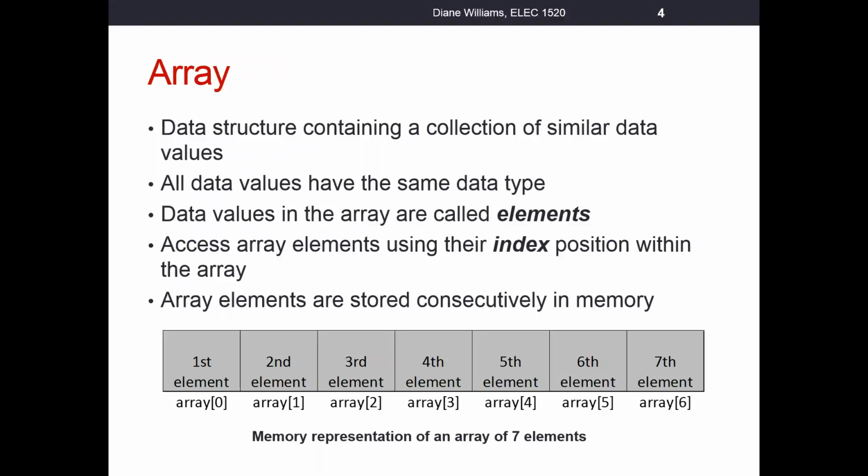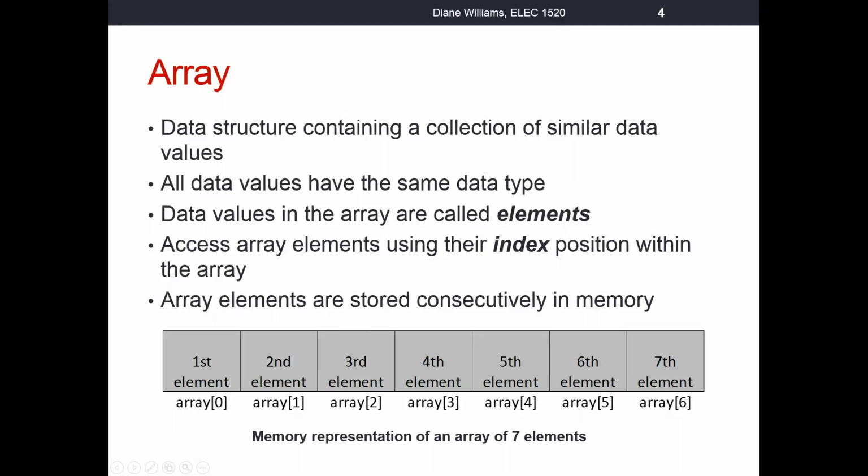One-dimensional arrays. An array is just a data structure that contains a collection of similar data values. All the data values in the array are going to have the same type. We'll refer to those data values as array elements, and then we'll access their position. We'll read and write to them using their index position within the array. So it'll be a relative position to the start of the array. All of the array elements will be stored consecutively in memory.